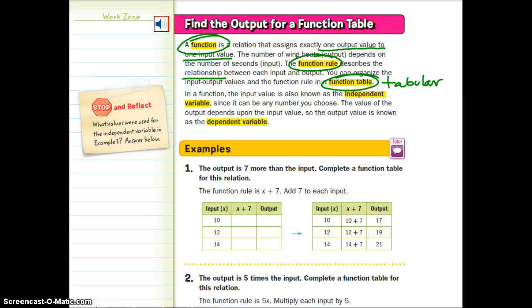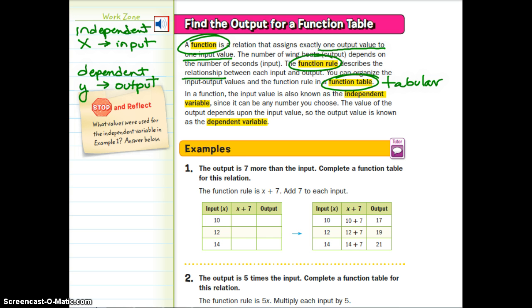Let's go ahead and write this over here. So independent, that would be your x variable, which is also called your input. Your dependent variable would be your y, and that is your output.